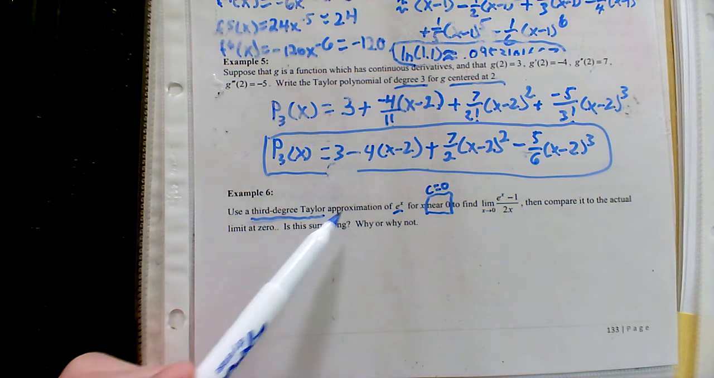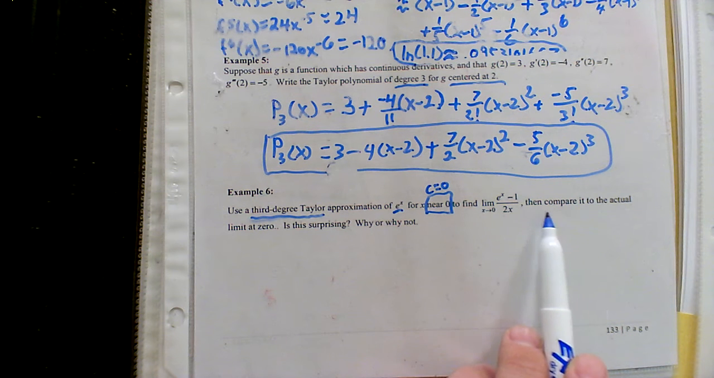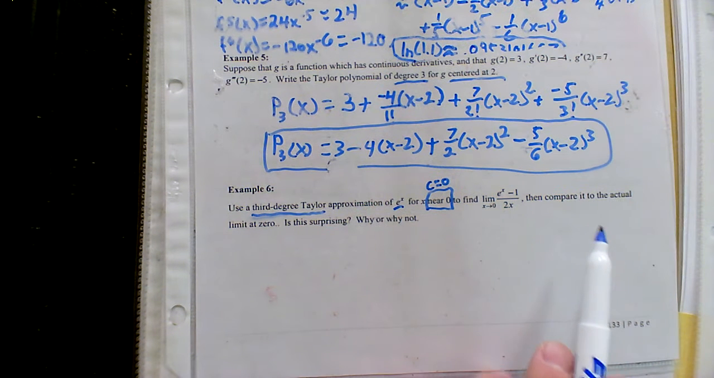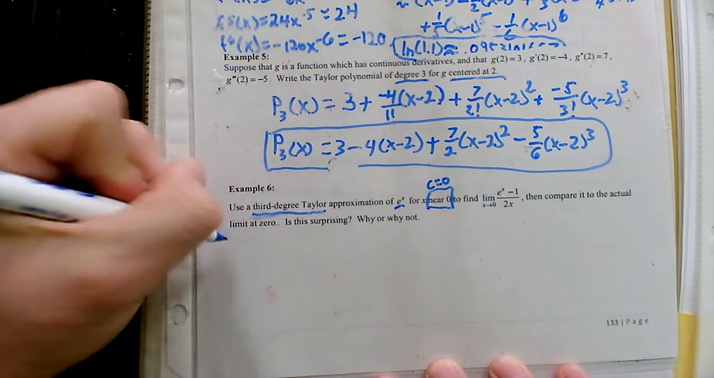So we're using this third degree Taylor approximation to find the limit of this, right here, e to the x minus 1 over 2x. Then we're going to compare it to the actual limit at 0, and then see if our results are surprising. Why or why not? So first thing is third degree Taylor polynomial.